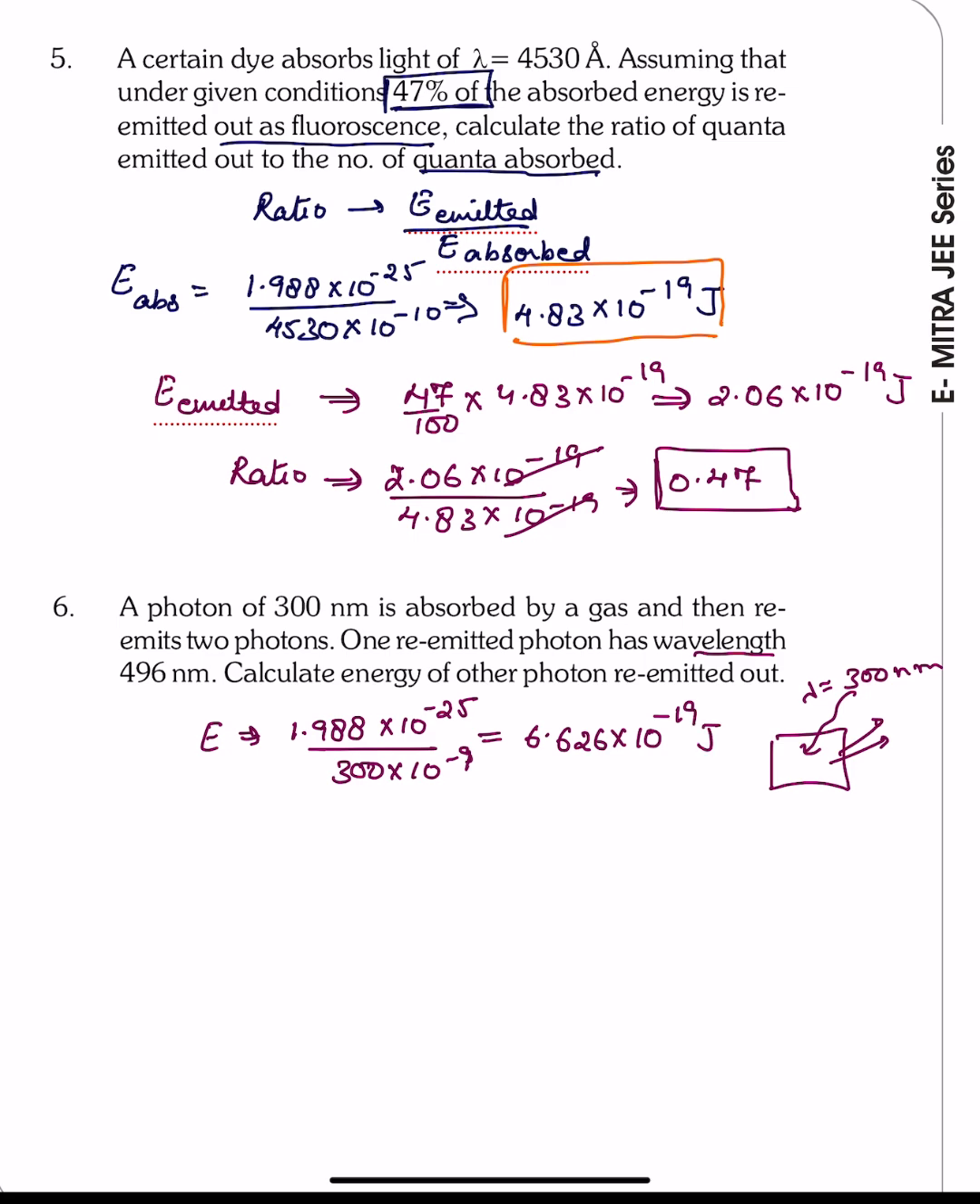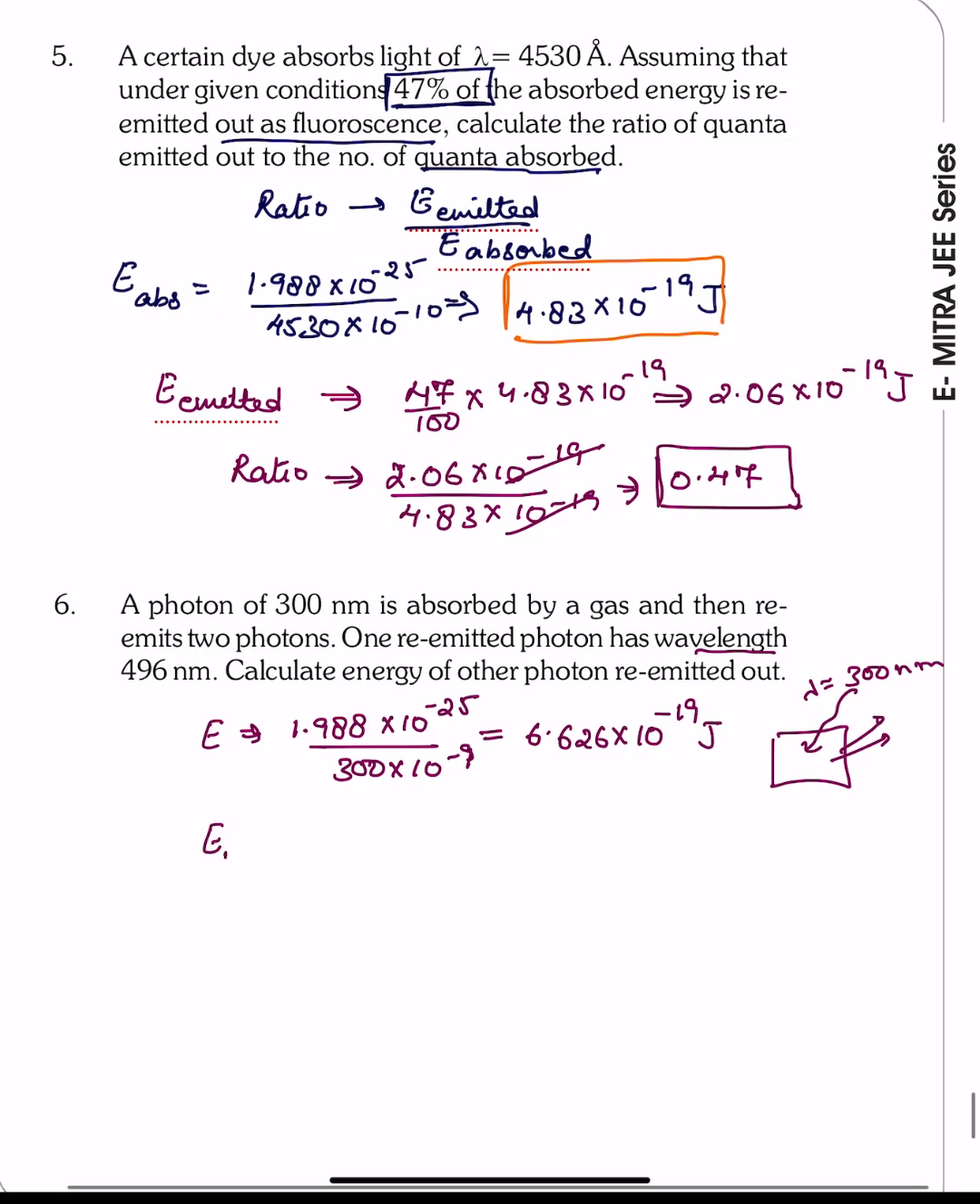Okay. Now let's find out the energy of one of the photons. So the energy of photon 1 will be 1.988 into 10 to the power minus 25 upon 496 into 10 to the power minus 9. If we solve this, it comes out to be 4.01 into 10 to the power minus 19 joule.